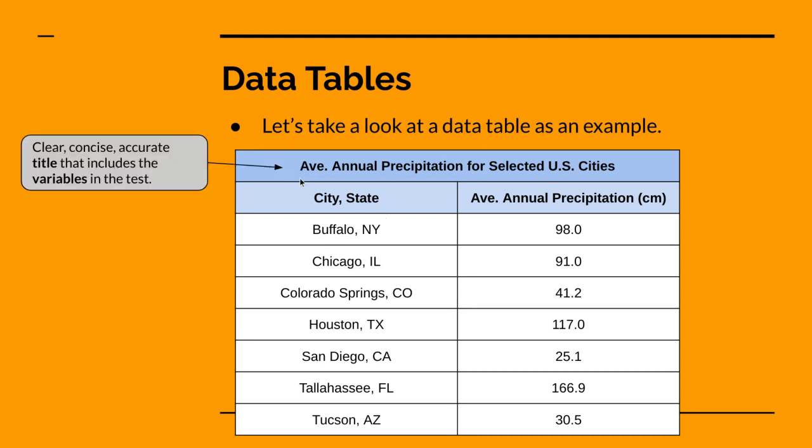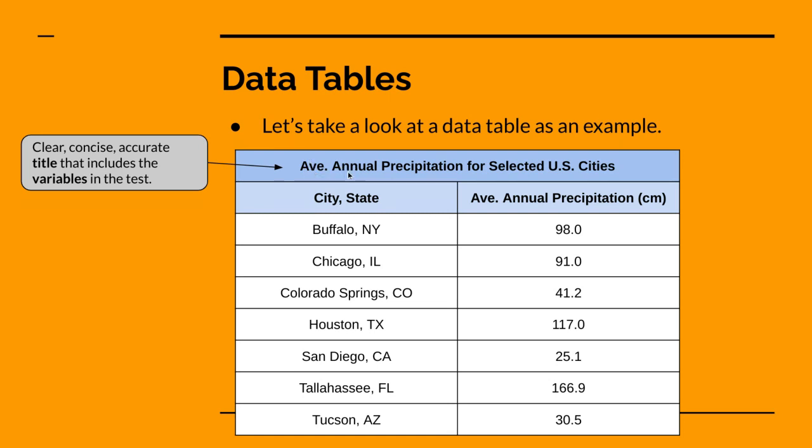Okay. So look here. This is already made, but we've got a clear, concise, accurate title that includes our variables. It literally provides both variables: average annual precipitation and U.S. cities. Average annual precipitation for selected cities. And notice, see my average? That is the correct abbreviation for average. Not just AVE, but AVE dot, period. So again, we have to make sure grammar and spelling are accurate here.